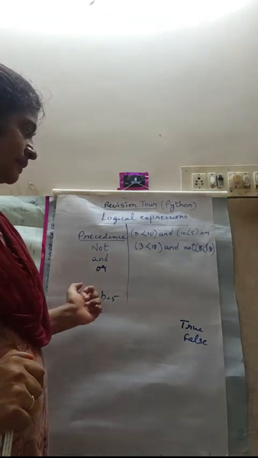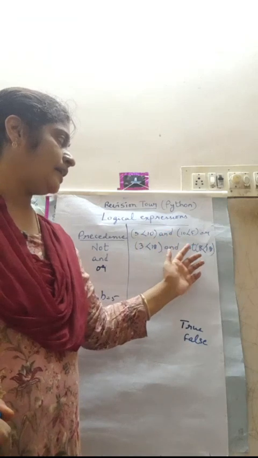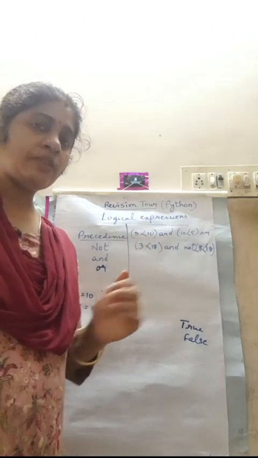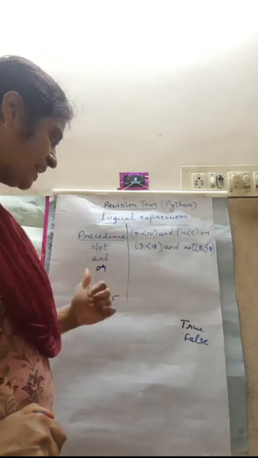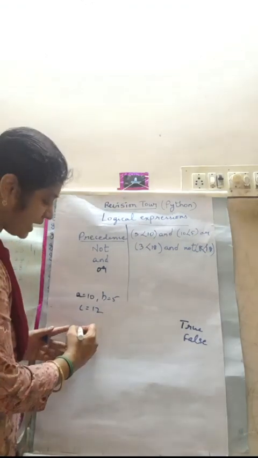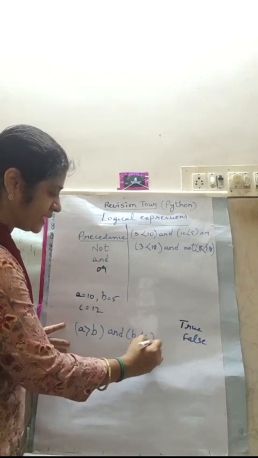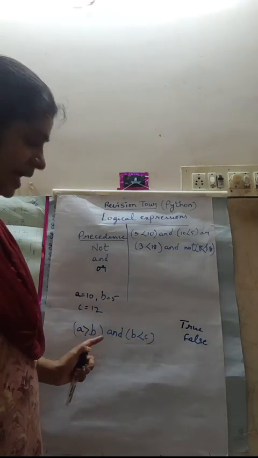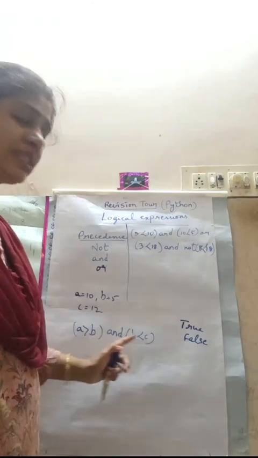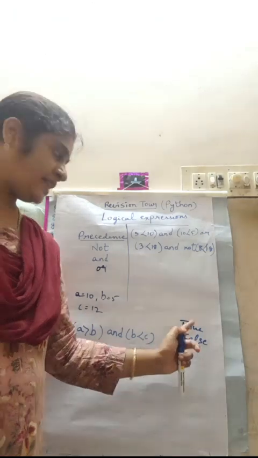I have written an expression here which is a combination of and, or, and not. This is a logical expression. We will solve it, but before solving it, we will see a simple expression. Here I have A is equal to 10, B is equal to 5, and C is equal to 12. Suppose I write A is greater than B, and B is less than C. Here, and is used to combine these two sub-expressions. Logical operators are generally used to combine two sub-expressions, and you will get the output either in the form of true or false.